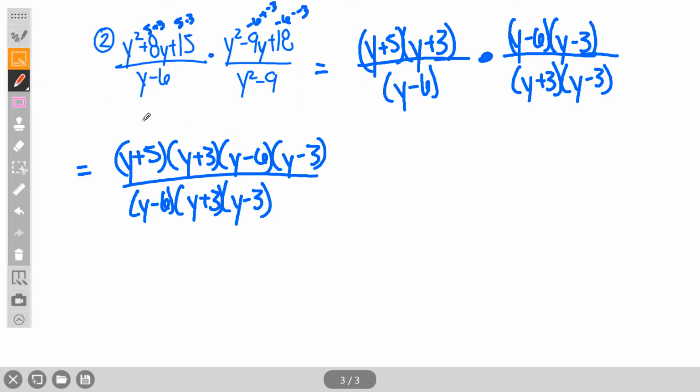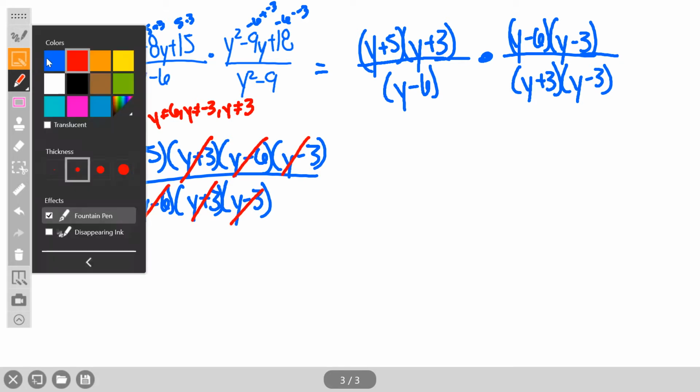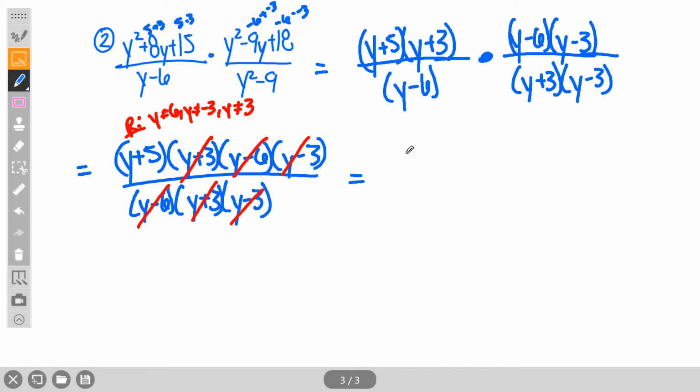Now keep in mind my restrictions. y cannot be equal to 6, y cannot be equal to negative 3, and y cannot be equal to 3. Just keep that in mind. So a y plus 3 cancels, a y minus 3 cancels, and a y minus 6 cancels. So all I'm left with is y plus 5 in the numerator.